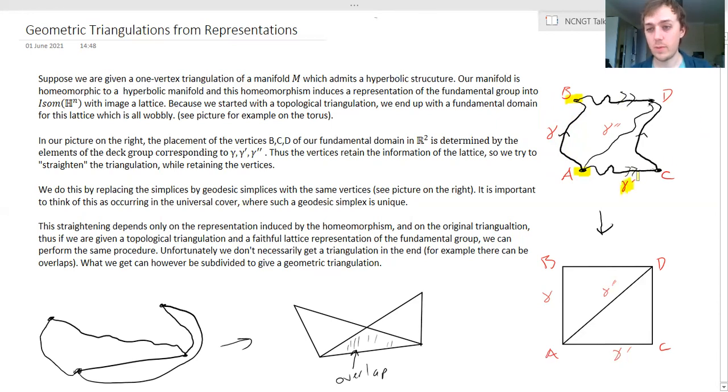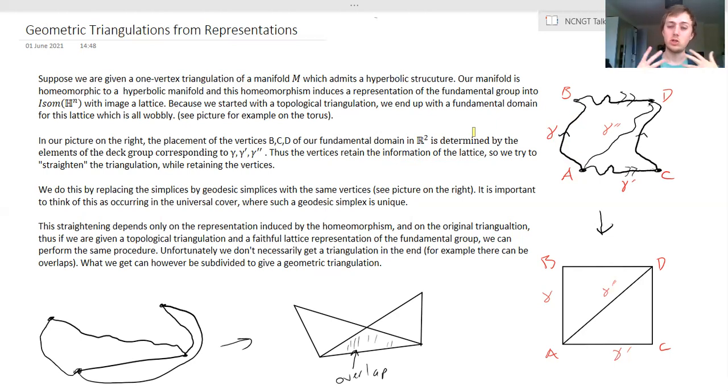The same gamma prime gives you an isometry taking A to C. Gamma prime prime gives you an isometry taking A to D. And so the vertices, picture on the right, the placement of the vertices of our fundamental domain is determined by the elements of the deck group, but the deck group is a lattice. So the vertices, in this way, they retain the information of the lattice.